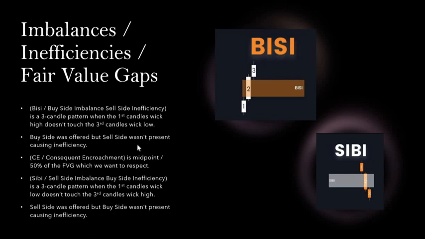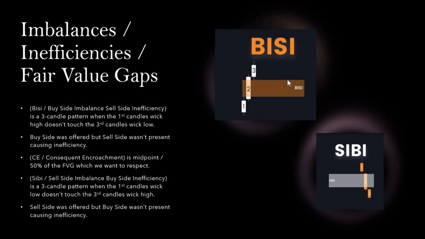Buy side was offered, but sell side wasn't present, causing an inefficiency. So because sell side wasn't offered, that means it's imbalanced on the buy side. Sell side wasn't present, causing an inefficiency on the sell side, which means price is inefficient on the sell side. So it's a buy-side imbalance, sell-side inefficiency. So when price comes back down into it, that means when price fills this gap and then trades back up, that means price is balanced here once it taps into it. That means price is efficient when it taps back into here.